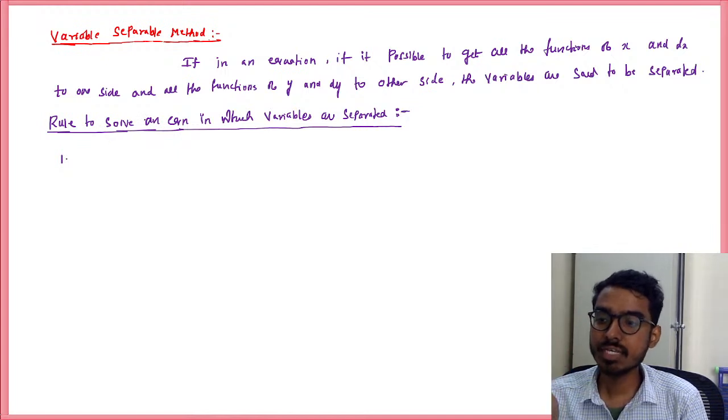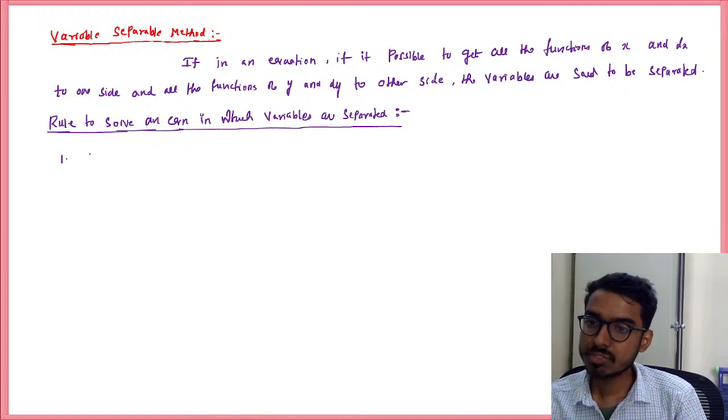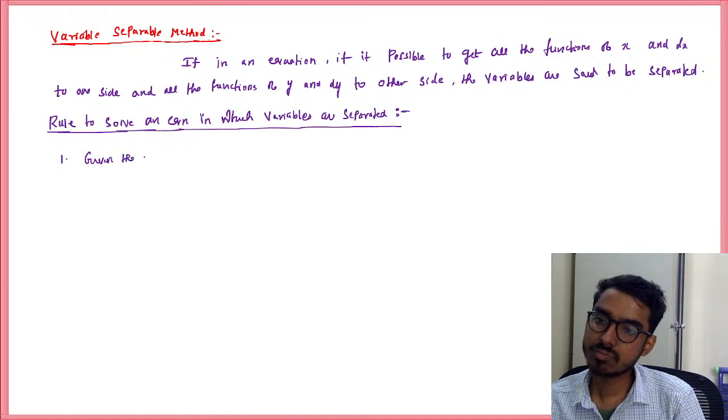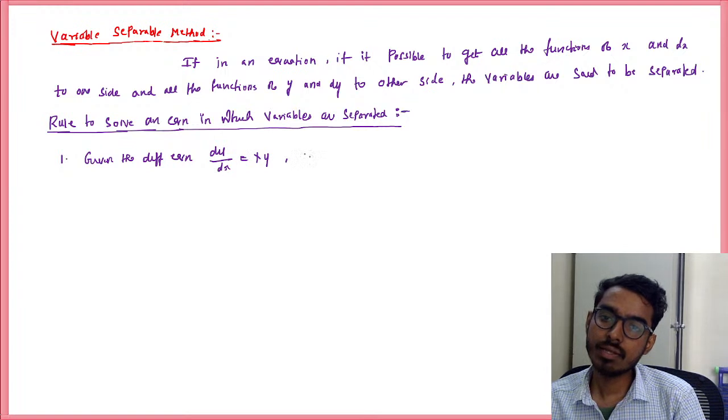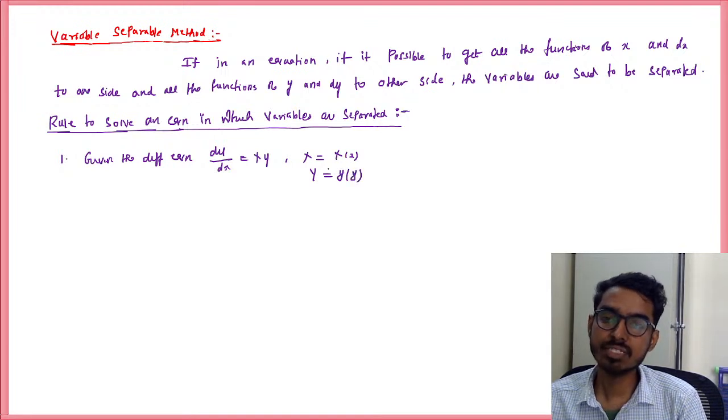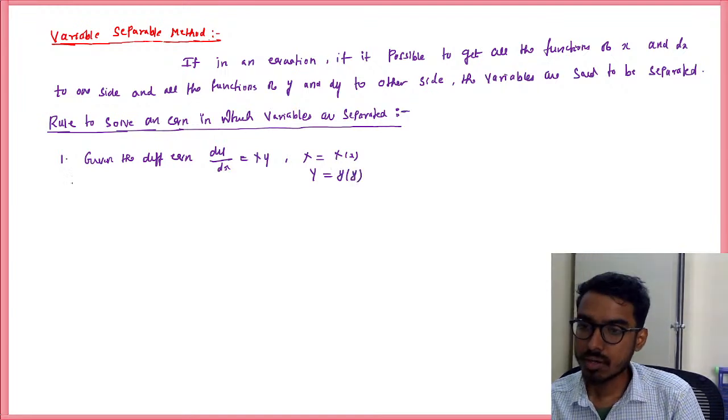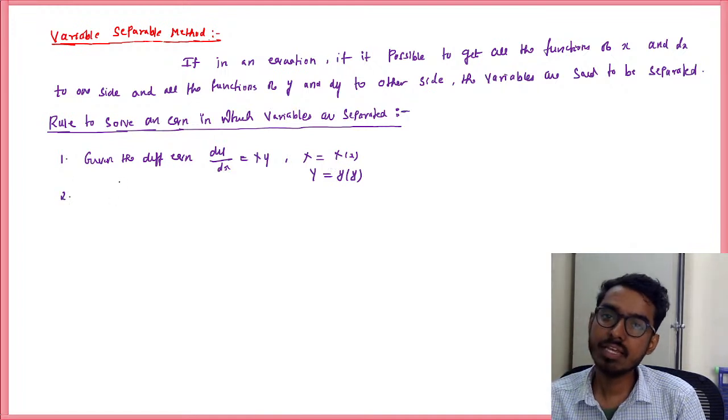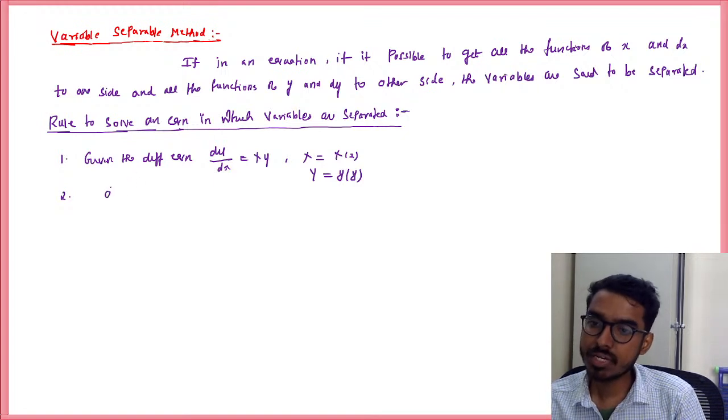So given the differential equation dy by dx is equal to xy, here x is a function of x and y is a function of y. Now what you do is you bring all the x and dx to one side and y and dy to the other side.